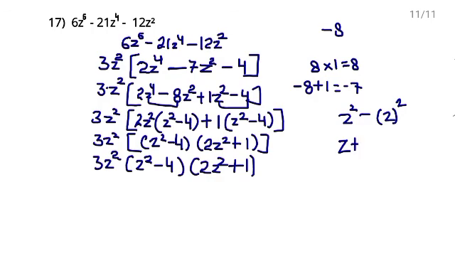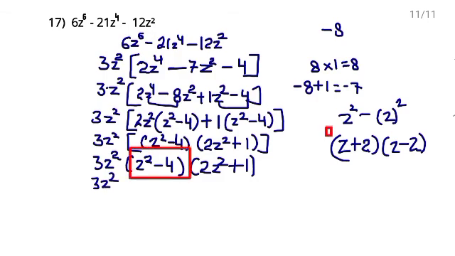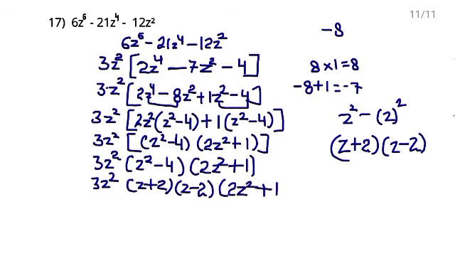So you can write it as a plus b, that means z plus 2, a minus b, that means z minus 2. यही फॉर्मूला होता है ना. So 3z square, this z square minus 4 can be written as z plus 2, z minus 2. So write it here, z plus 2, z minus 2 into 2z square plus 1. This is your answer.